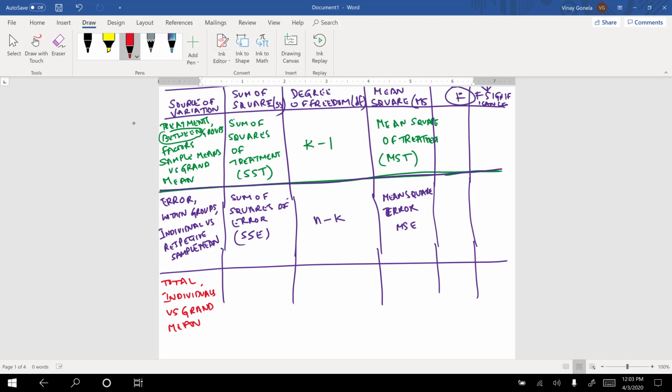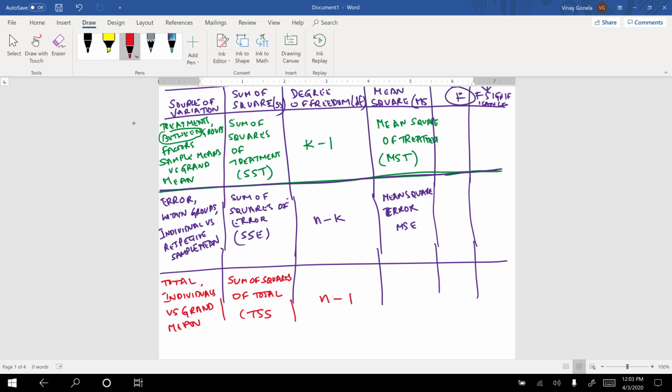So that means this will be the sum of squares of total. So this is TSS, and then this will be n minus 1.